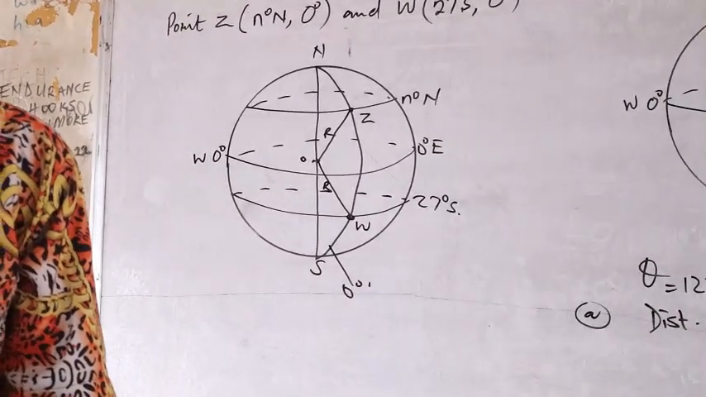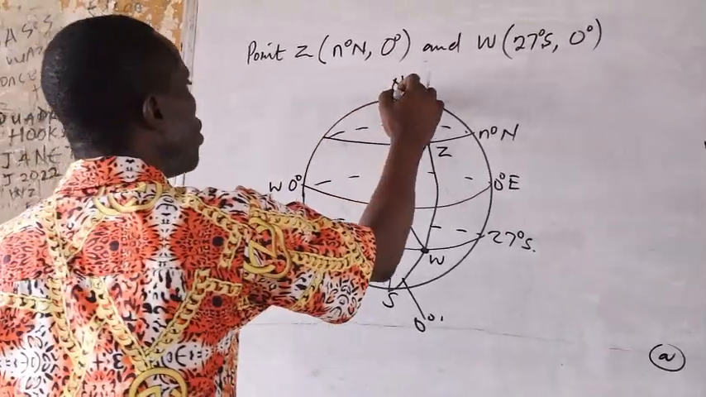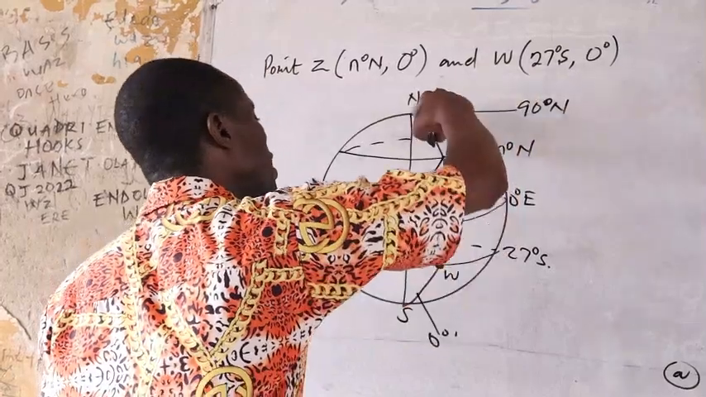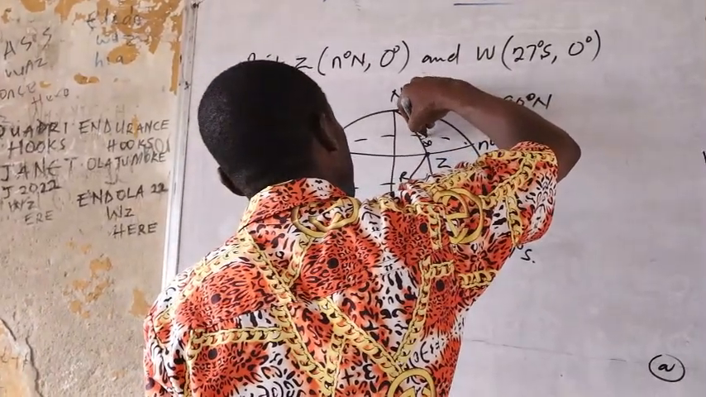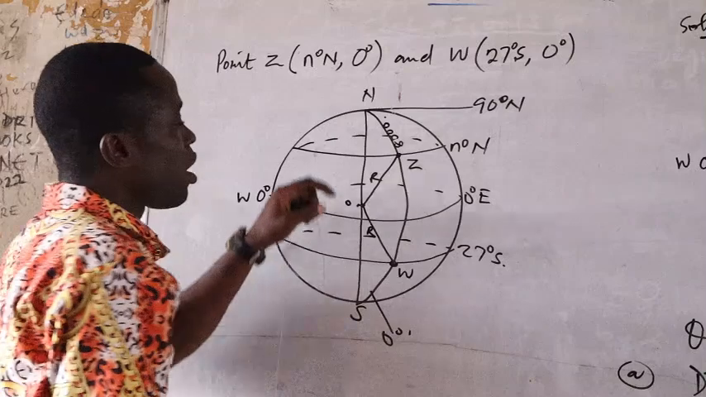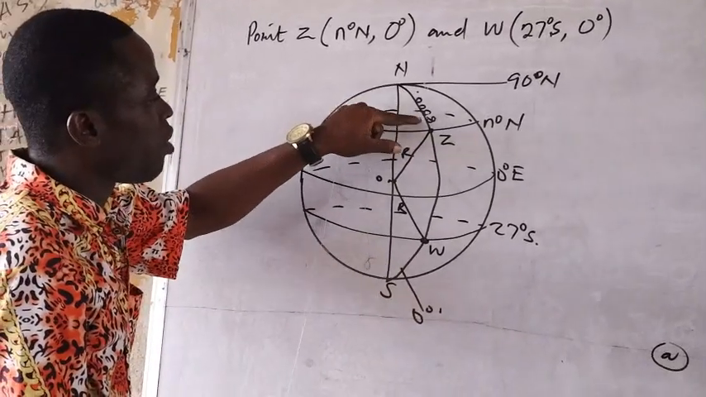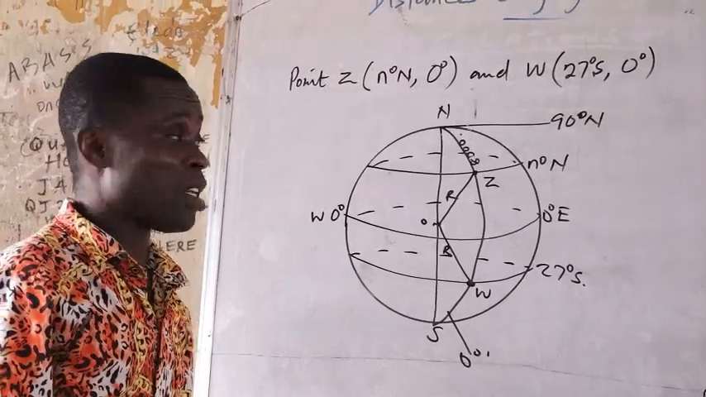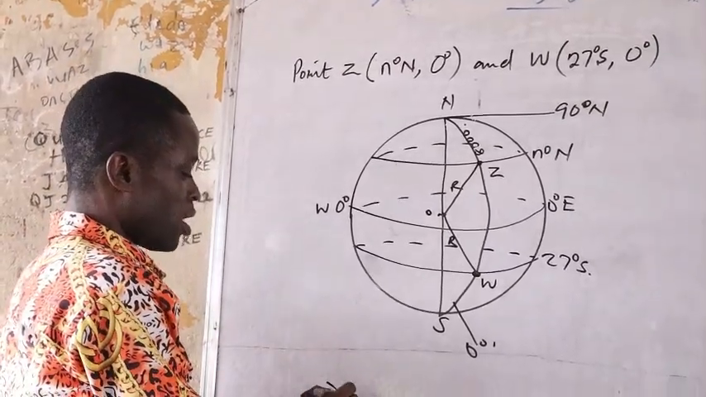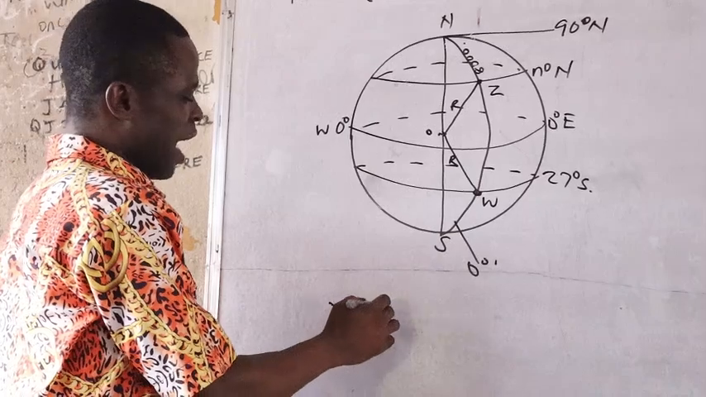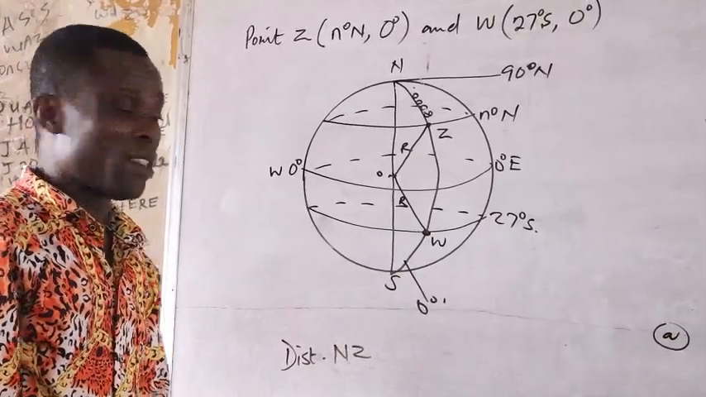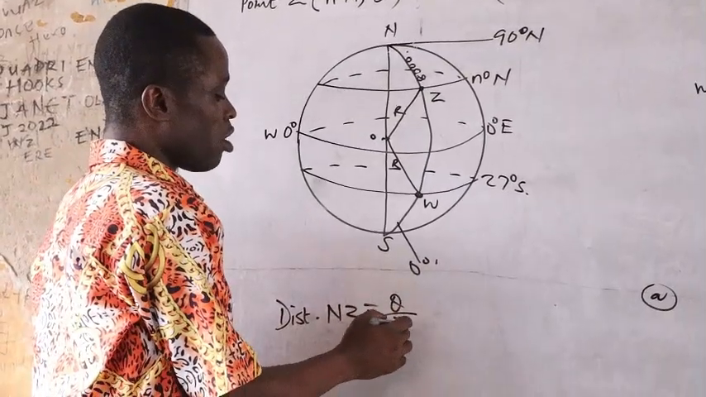If Z is 8,000 kilometers from the North Pole, North Pole is 90, and the distance between Z and North Pole is 8,000. I've just explained that if the two of them lie on this line, that is a great circle. Yes, that's a longitude, and it means that distance, let's say NZ, that is North Pole and there's the point Z, NZ equals theta over 360.